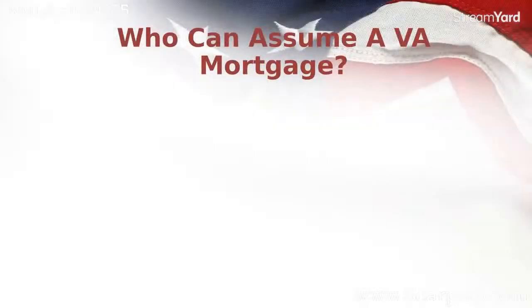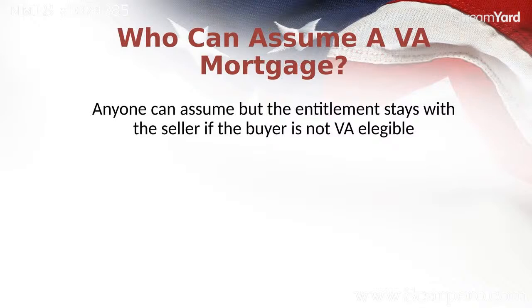Before we go into advantages, though, let's talk about who can assume a VA mortgage, because it's important to understand this. Anyone can assume a VA mortgage, but the entitlement stays with the seller if the buyer is not VA eligible. So what the heck does that mean? If you're going veteran to veteran, pretty easy. The entitlement just transfers over. When you get a VA mortgage, your entitlement is charged, and it limits how many VA loans you can get. It's a whole different discussion.